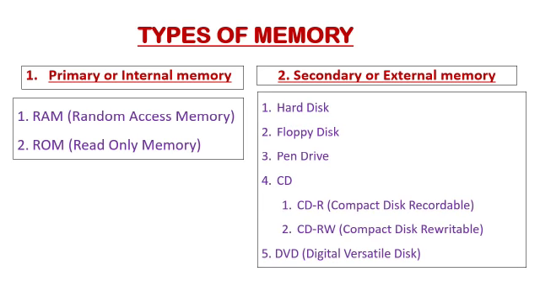And then we have secondary memory. First is hard disk. Hard disk can be found in the CPU of the computer or it can be connected externally to the computer. Second is floppy disk. Third is pen drive. Fourth is CD. There are two kinds of CD: CD-R, which is compact disc recordable, and CD-RW, which is compact disc rewritable. And last is DVD, which is digital versatile disc. First we will learn about primary or internal memory.